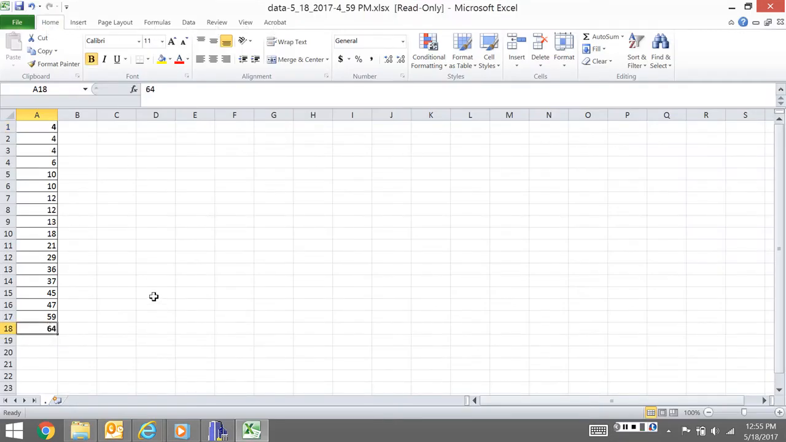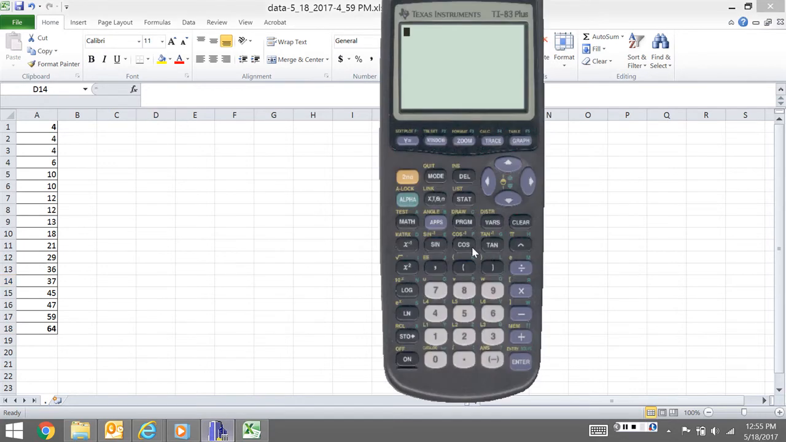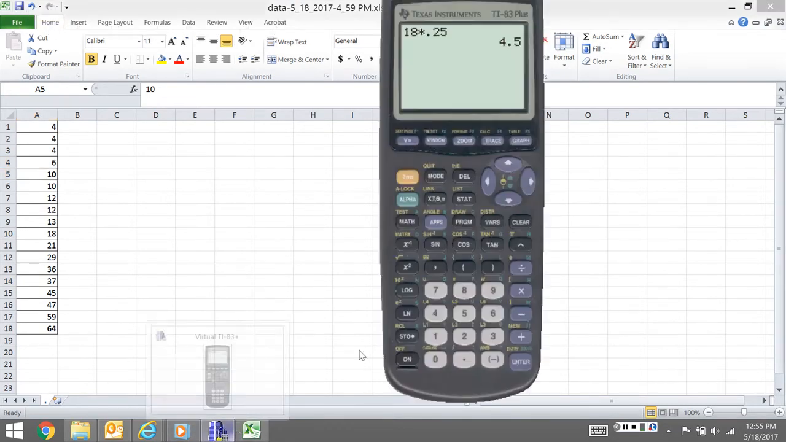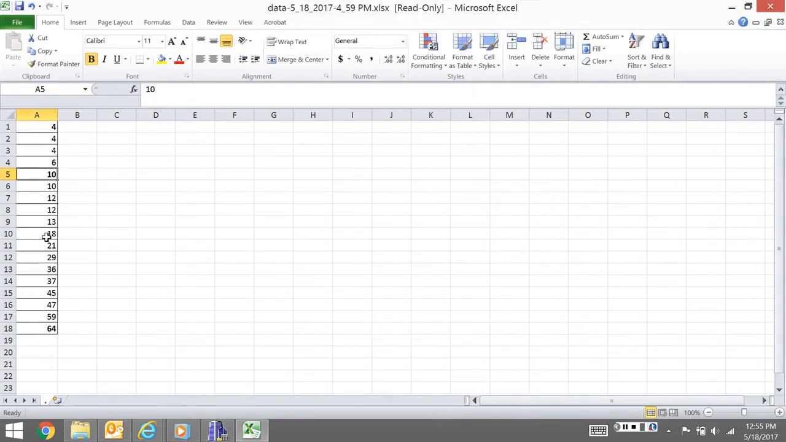That was really easy. Now I need to find the 25th. So I have 18 values, and I want to know what value number is the 25th. So that's 4.5. Remember, we always round up, so that's the fifth value, so right there. Then I'm going to do the same thing again for the 50th and the 75th. So 18 times 0.5, that's 9. But remember, when it comes to whole numbers, you average. So I'm going to average these two.